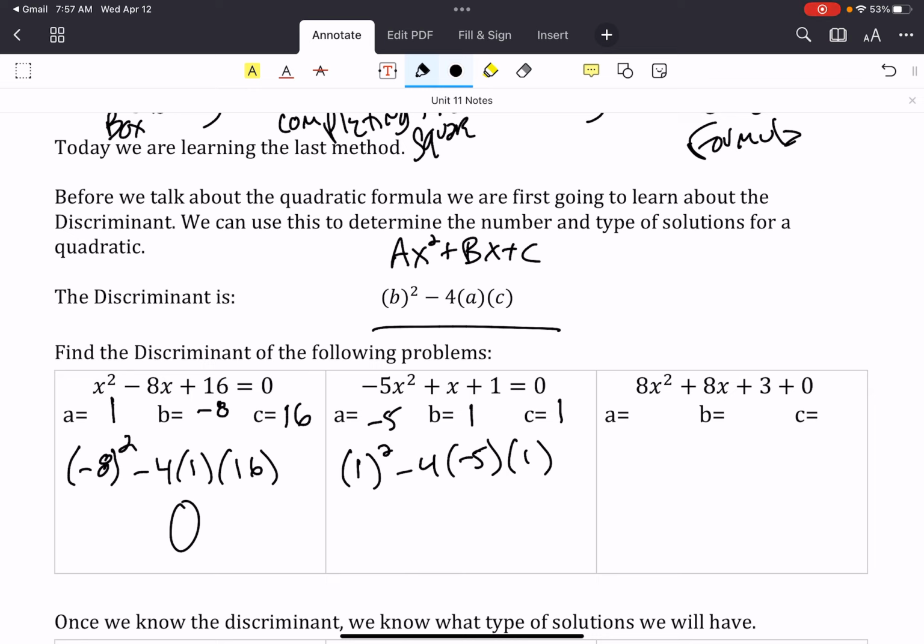So in a second, we're going to go through, and I'm going to teach you, based on the type of number we get from the discriminant, what it tells us about the quadratic. But first, we're just practicing finding it. What'd you guys get for this one? Anybody get anything for this one? 21. Yep, 21 is right.